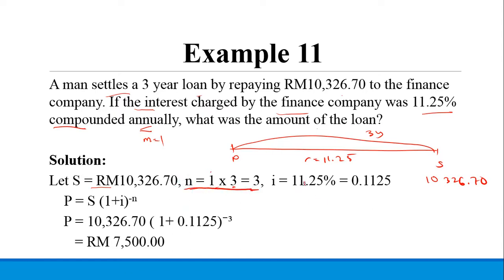And I equal to 11.25, which is 0.1125. For I is R divided by M. You know that 11.25 divided by M, and M is 1, so divided by 1 is the same, which is 0.1125. Next, just substitute this one. You can get that. You put this one, no need to put the negative inside here. Just divide it, and in the end you get 7,500.